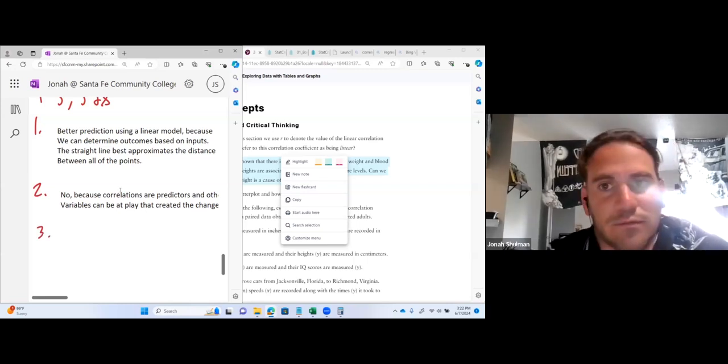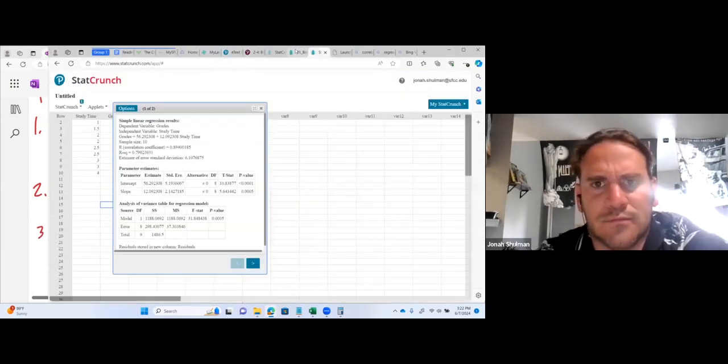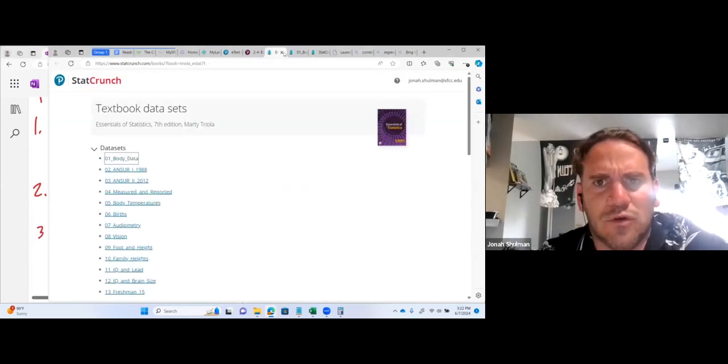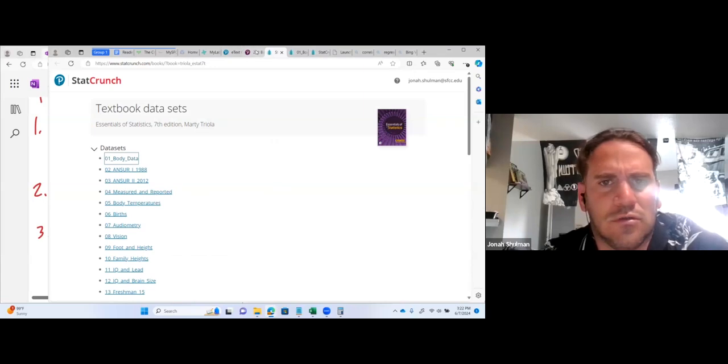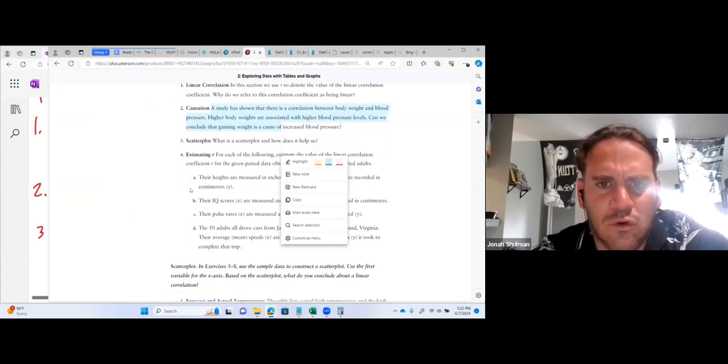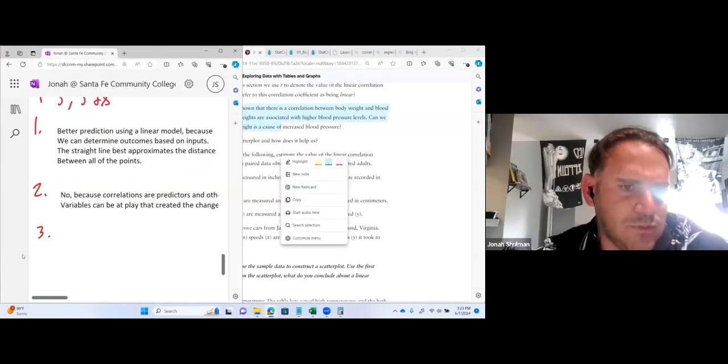All right, number 3. What is a scatter plot and how does it help us?